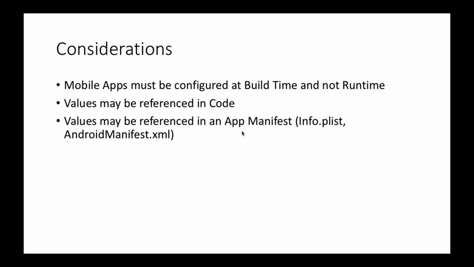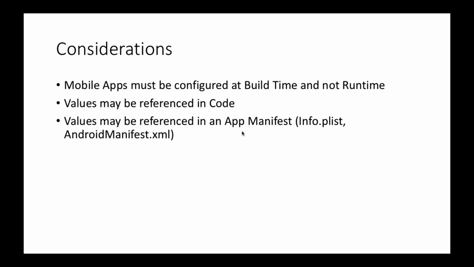The other thing is we're going to have values that have to be referenced in our code, such as our app secret or our backend API. And again, we don't want to replicate that in 1,000 places. We want one nice centralized place that we can reference, a strongly typed class that we can use throughout our code base. But we also have to consider, what about our app manifest?